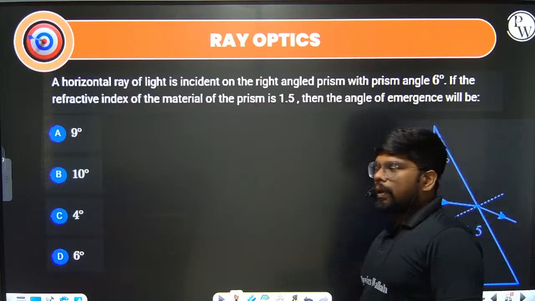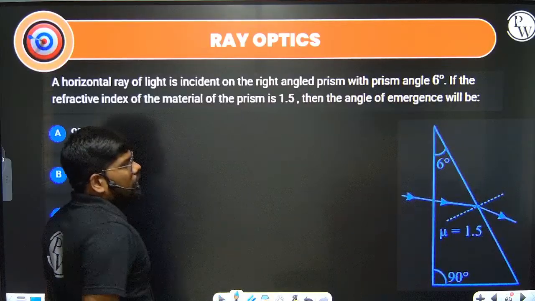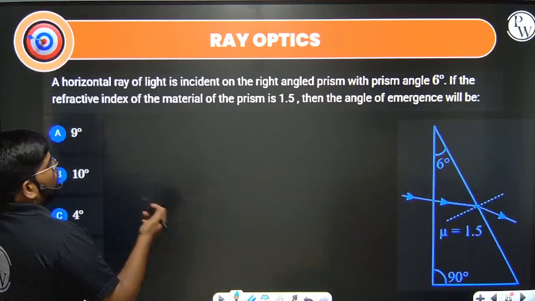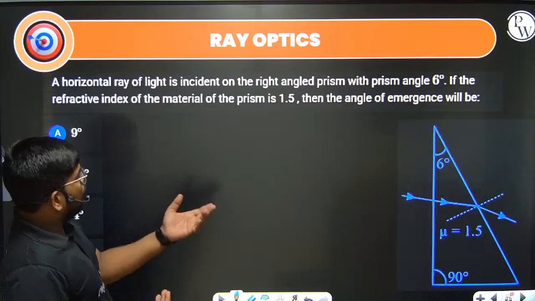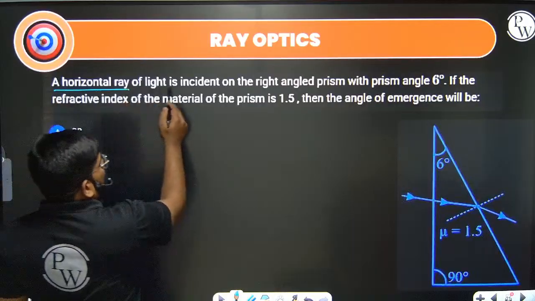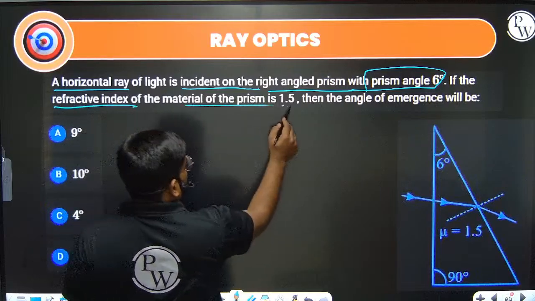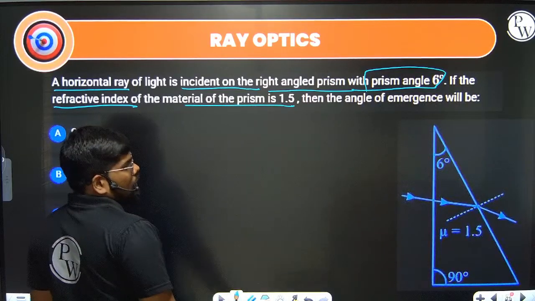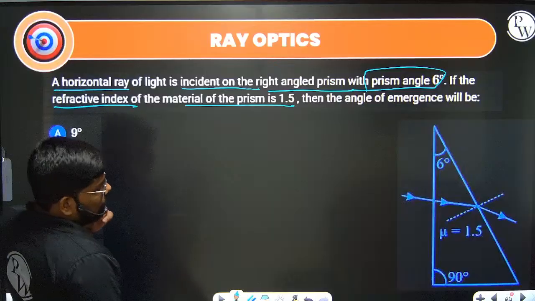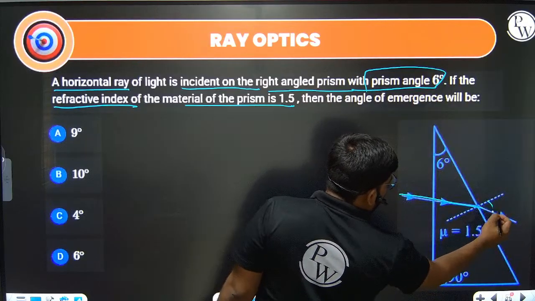Now coming to the topic prisms. In prisms, what is the thing we are doing here? Again, I told you the formulas. Which prism is this? Thin prism. In a thin prism, only two formulas will be there: one is the angle of deviation and the other one is the prism formula. For a thin prism, a horizontal ray is incident on a right angle prism whose angle of prism is 6 degrees. If the refractive index of the material is 1.5, what will be the angle of emergence? So we have a right angle prism, and the angle of emergence they are asking. You can see that this ray is going undeviated, so basically this is a deviation.